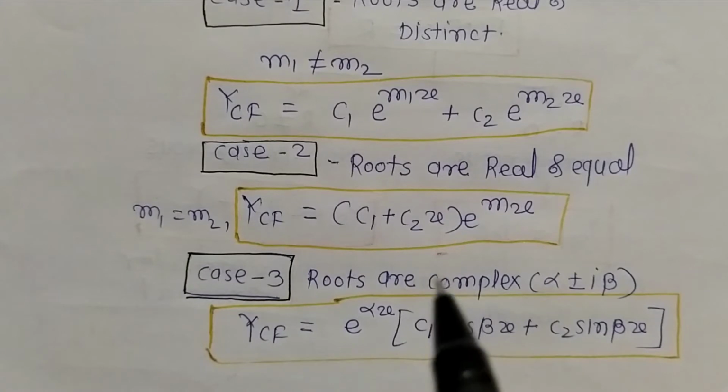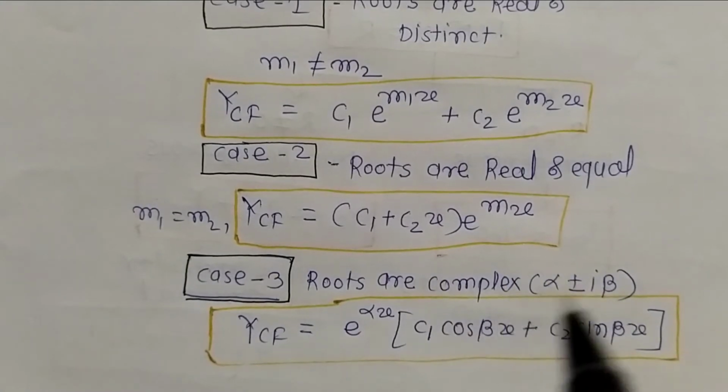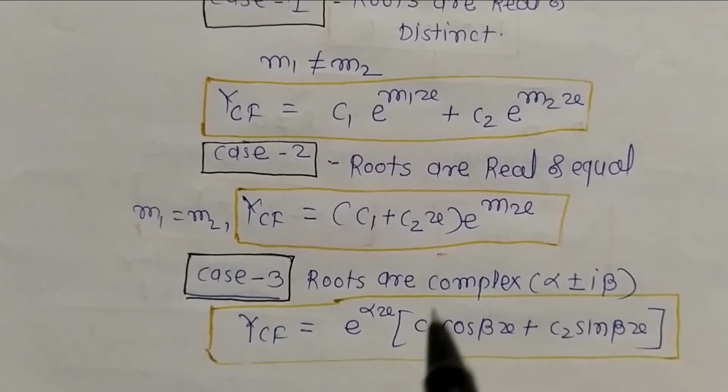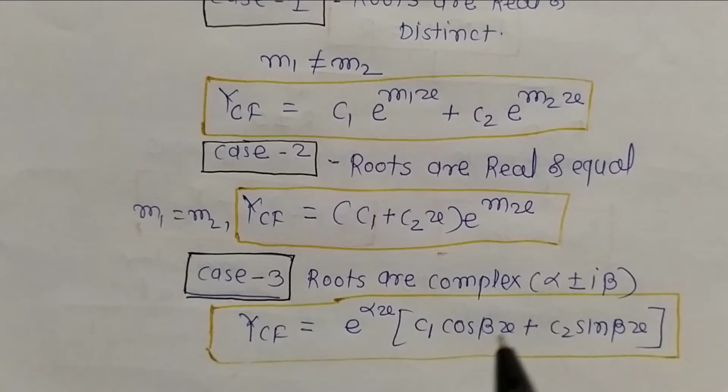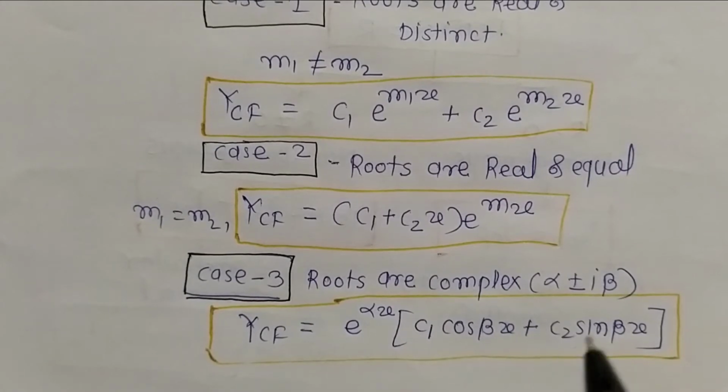Case third, when roots are complex, that is alpha plus or minus i beta, then the solution of this differential equation is e^(alpha x) times (c1 cos beta x plus c2 sin beta x).